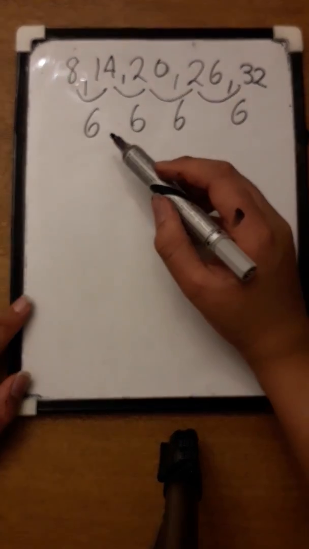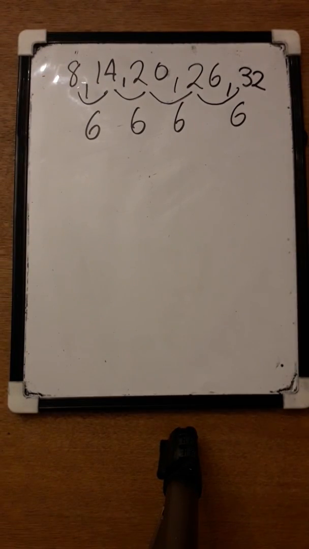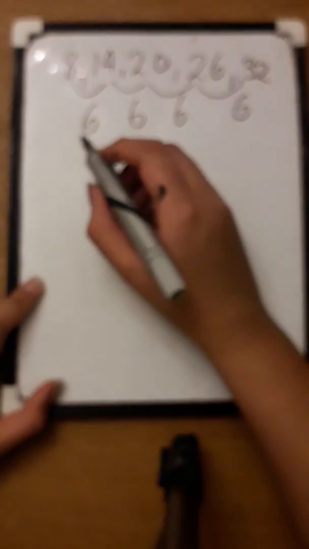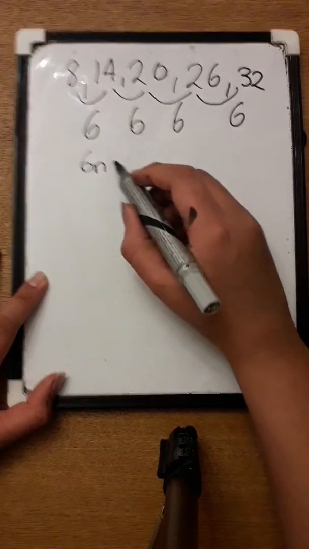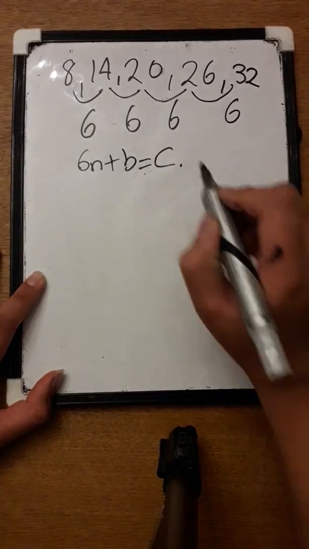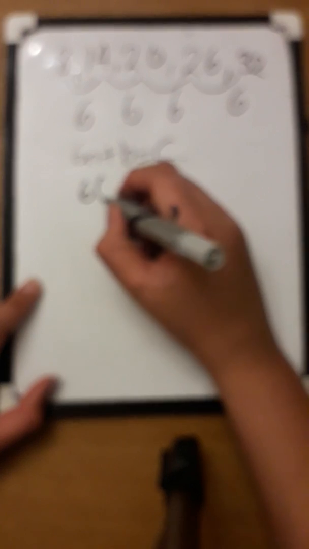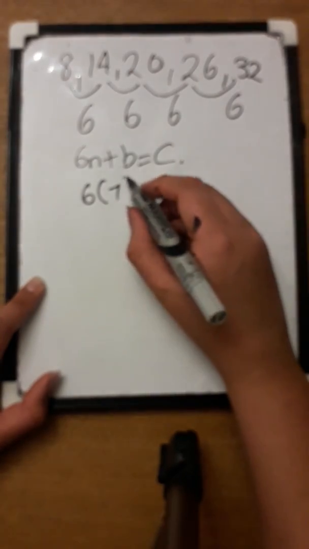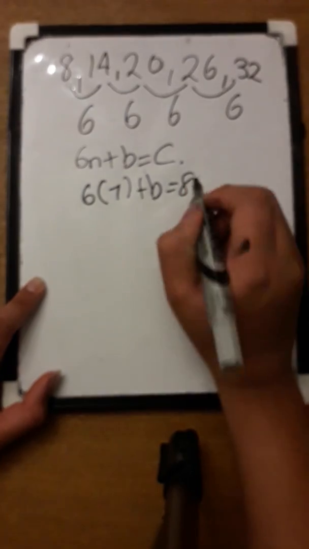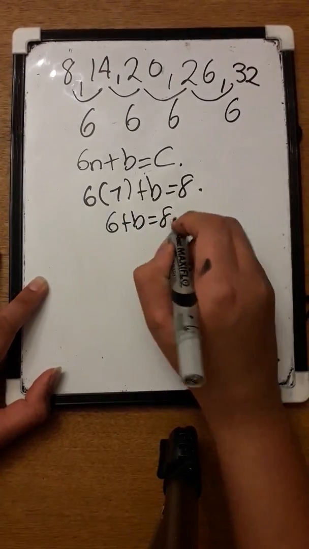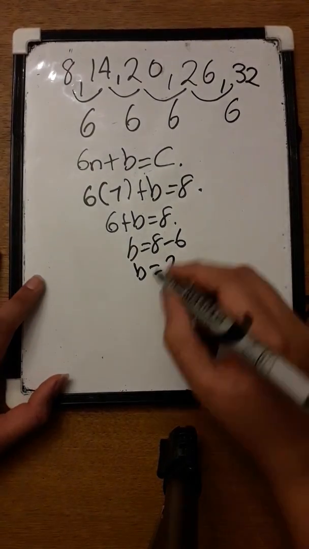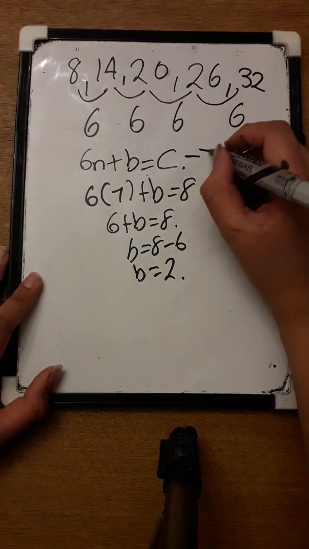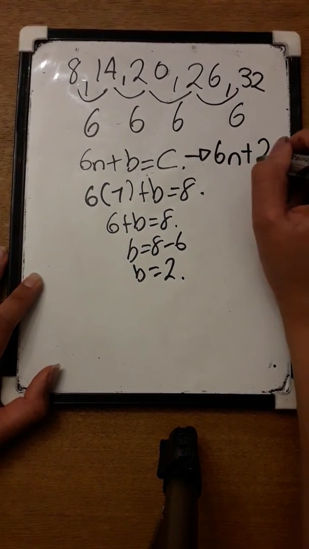As I said before, the terms that you get that are the same become the coefficient of x, meaning they go in front of the x. Okay, so the equation in this case will be 6n plus b, which equals c. So you do 6 in brackets 1, because it's the first term, plus b equals 8. So 6 plus b equals 8, b equals 8 minus 6, b equals 2. So the expression is 6n plus 2.